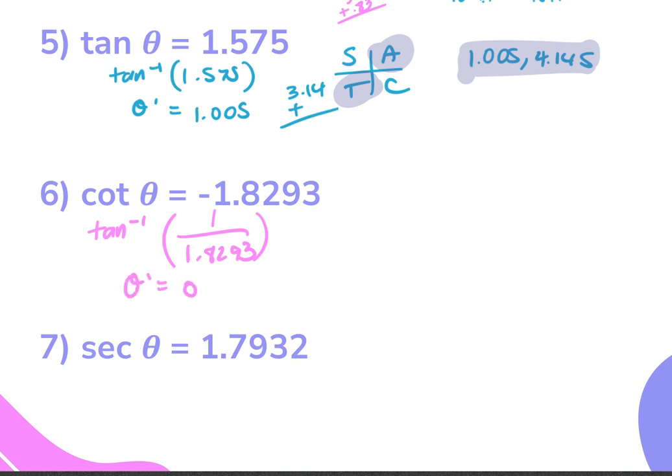And my reference angle is 0.5002, so just 0.5. I want it where it's negative, which is second and fourth. In the second quadrant, I do 3.14 minus 0.5. And in the fourth quadrant, I do 6.28 minus 0.5.